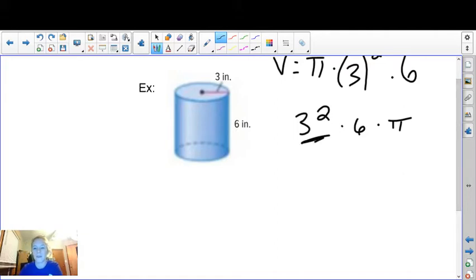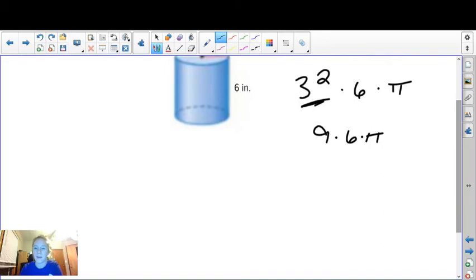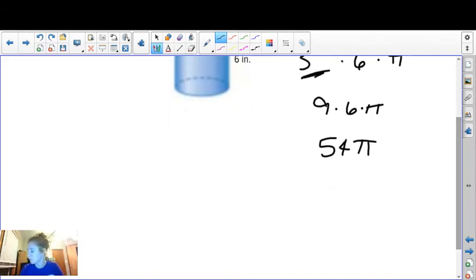So 3 squared is 9 times 6 times pi. And then 9 times 6 is what? 54. So I'm going to take 54 times pi. See, little amounts of multiplication. You're probably like, but what does it matter? I'm setting us up for our next lesson. That gives us 169.6 inches cubed.